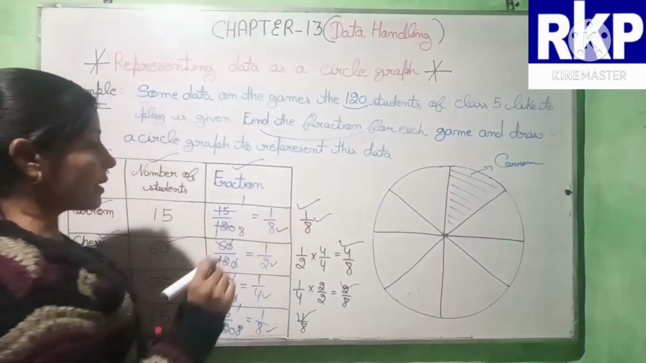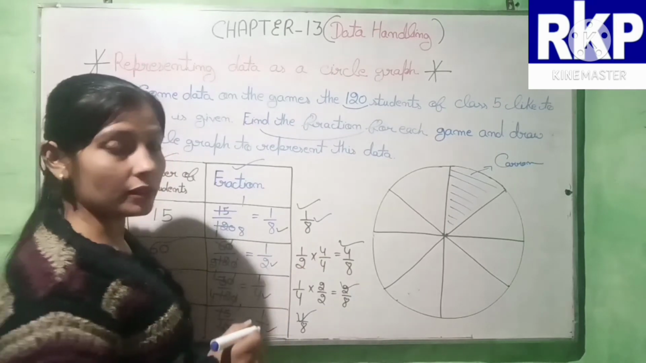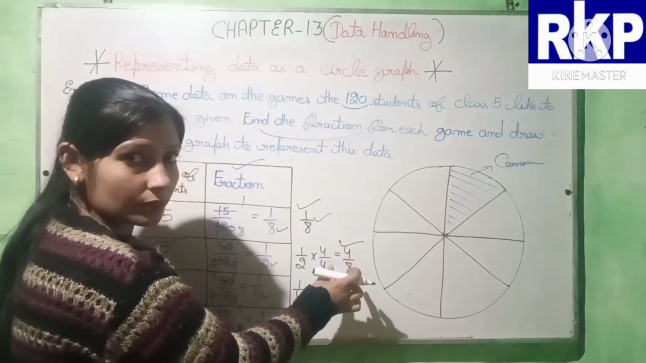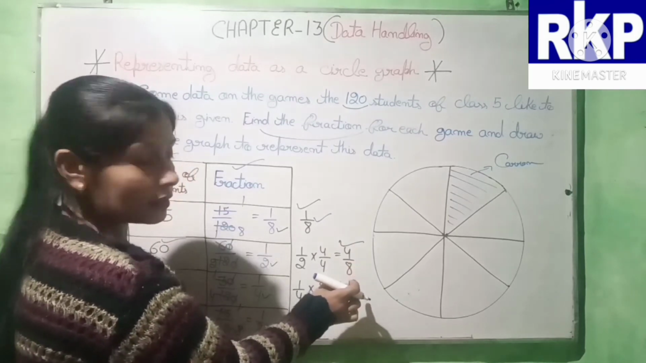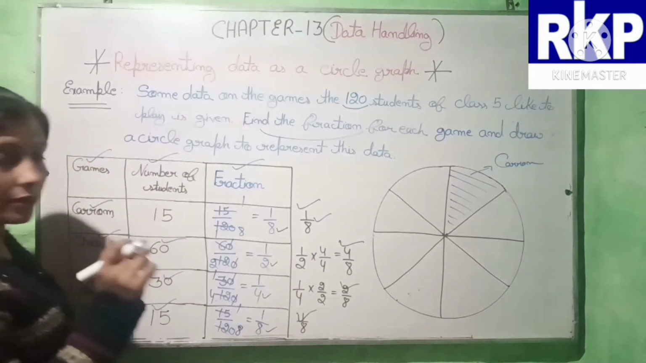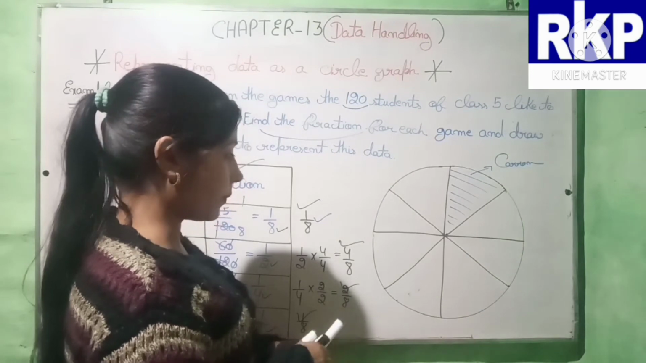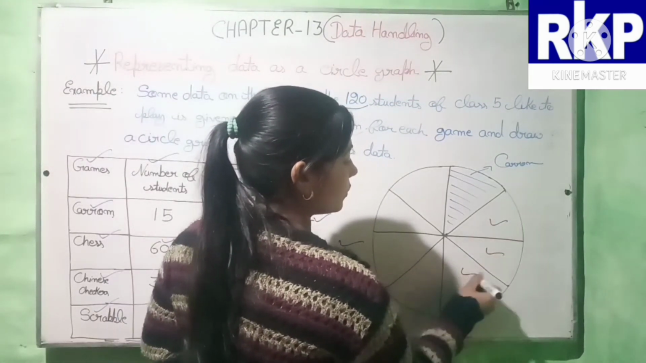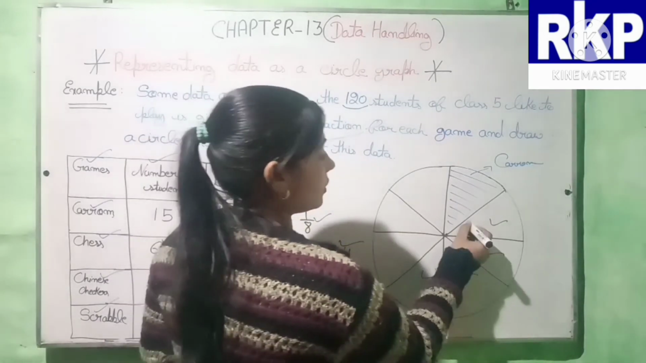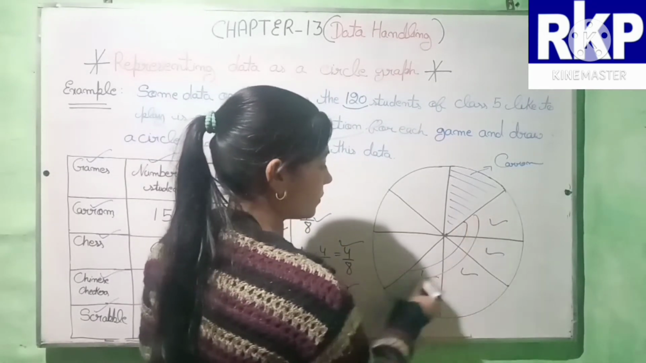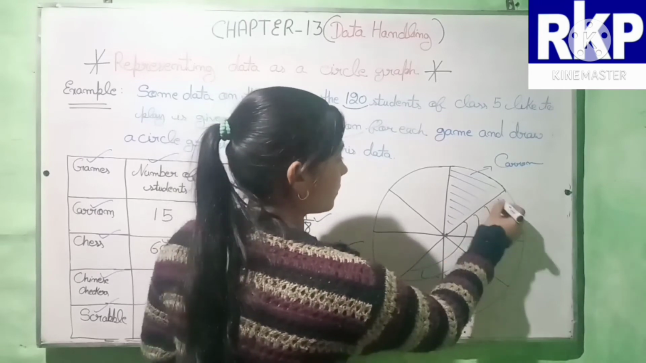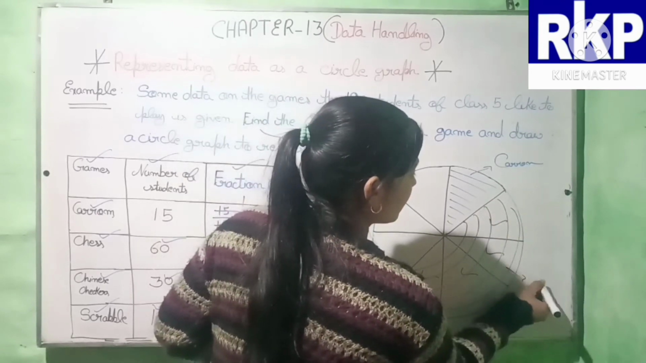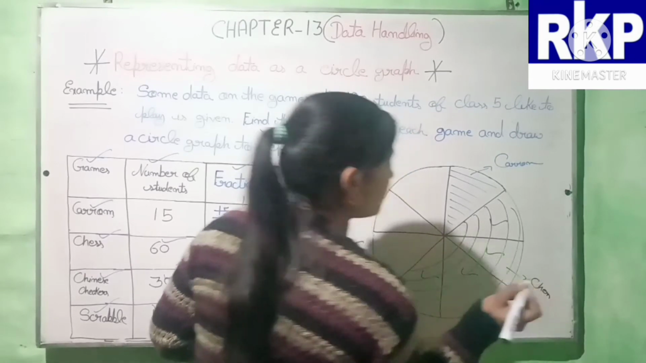Next is 4 by 8. It means 4 parts out of 8 for chess. So 1, 2, 3, 4. These 4 parts are for chess. Here you can write chess.